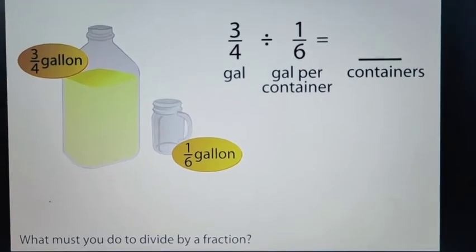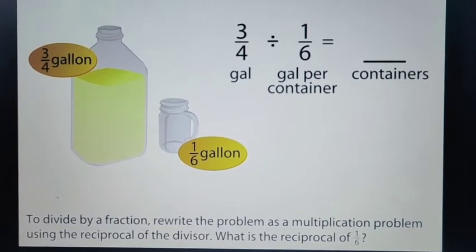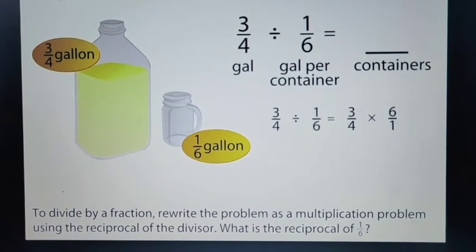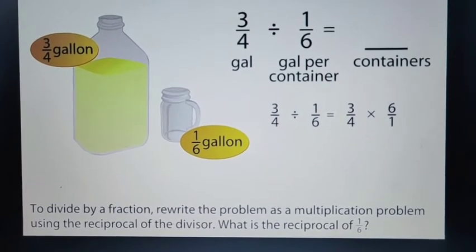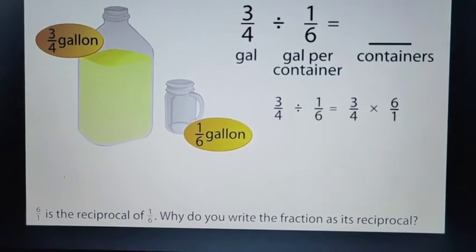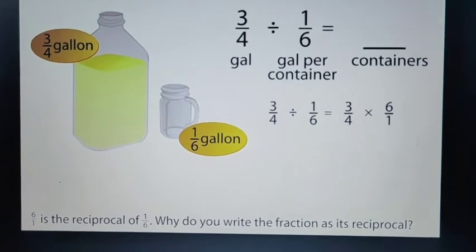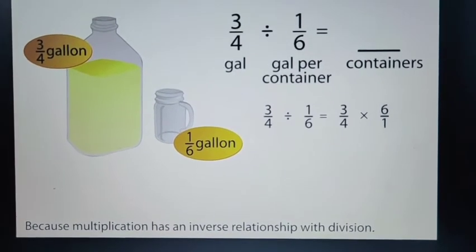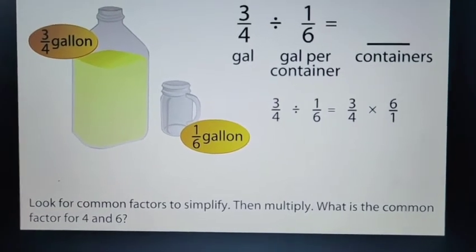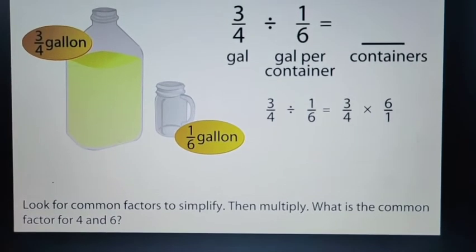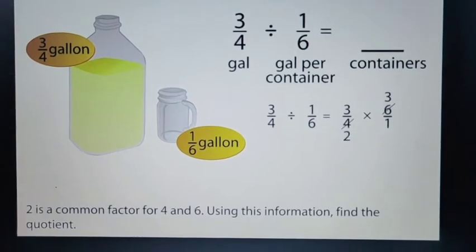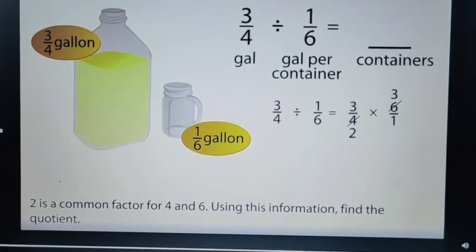What must you do to divide by a fraction? To divide by a fraction, rewrite the problem as a multiplication problem using the reciprocal of the divisor. What is the reciprocal of 1/6? 6 over 1 is the reciprocal of 1/6. Why do you write the fraction as its reciprocal? Because multiplication has an inverse relationship with division. Look for common factors to simplify. Then multiply. What is the common factor for 4 and 6? 2 is a common factor for 4 and 6.